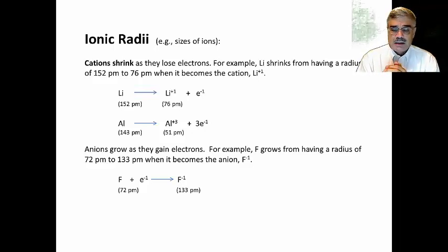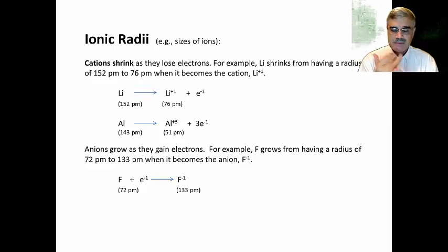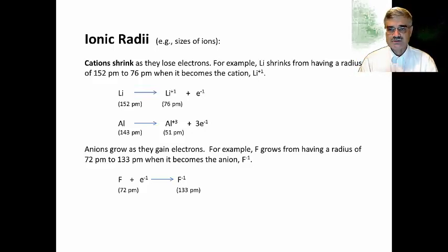Aluminum. 143 picometers is the radius of aluminum, the atom. If you lose 3 electrons from aluminum, it shrinks to less than half of that, 51 picometers. It really shrivels up. Why? Because to lose 3 electrons, aluminum is losing both a single electron in the p orbital and 2 electrons in an s orbital. So it shrinks down, and that's because the only remaining orbitals are the ones that are closer to the nucleus.